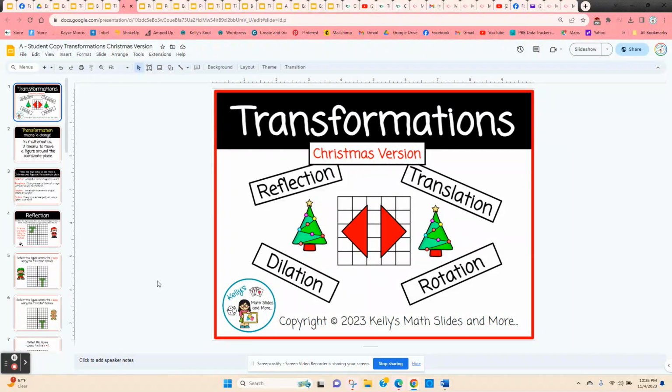Geometric Transformations. This is a digital lesson, and this is the Christmas version. And this is going to teach students the four transformations of reflection, translation, dilation, and rotation around the origin.